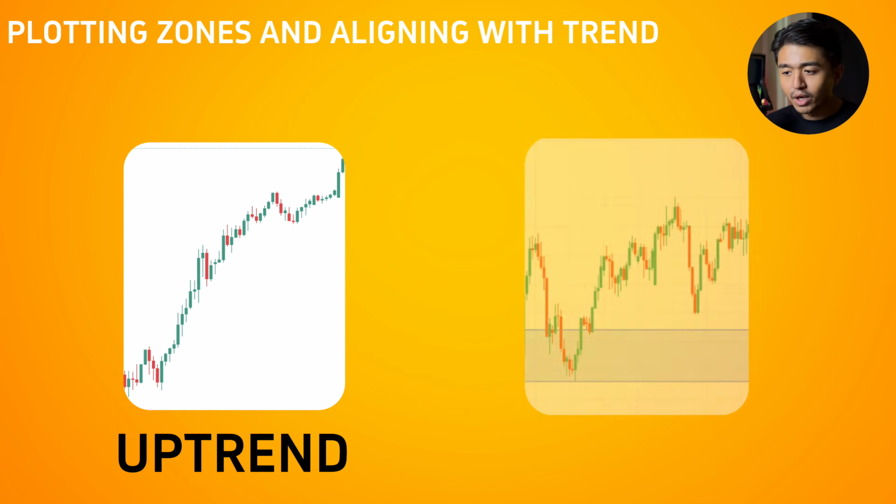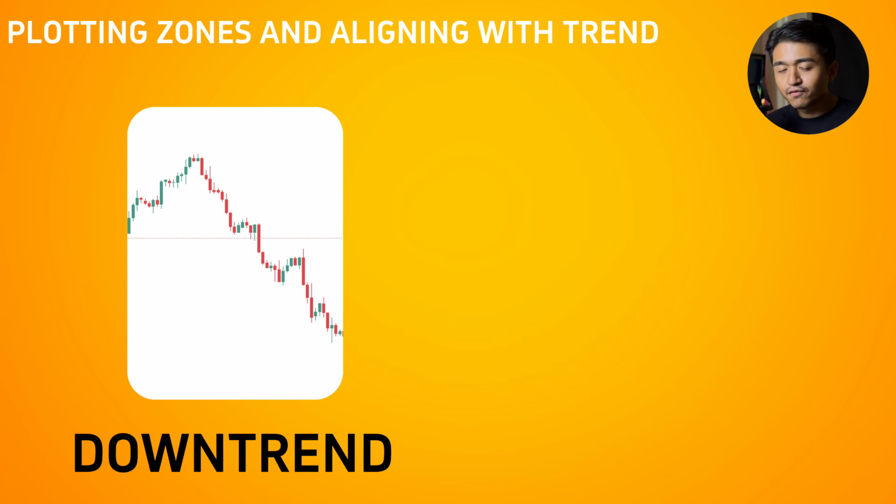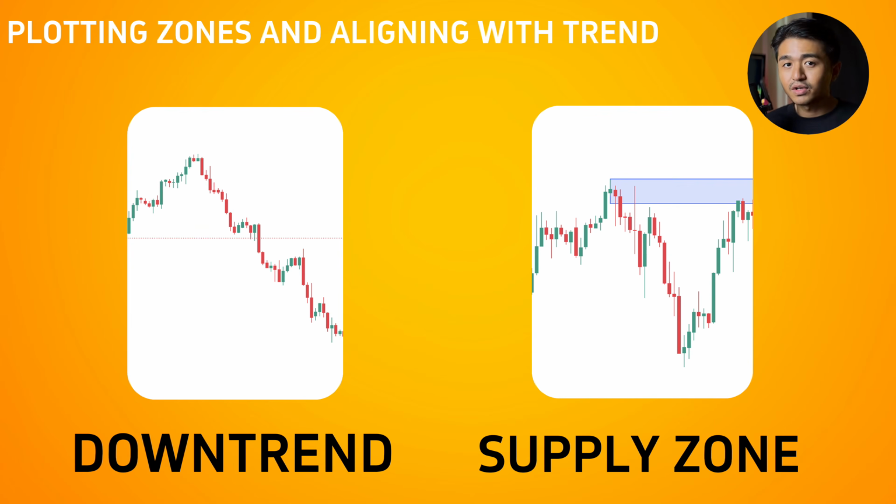In an uptrend, we only want to focus on demand zones. In a downtrend, we only want to focus on supply zones. Of course, counter trend zones exist everywhere, but most of them fail. Why? Because you're fighting the flow.